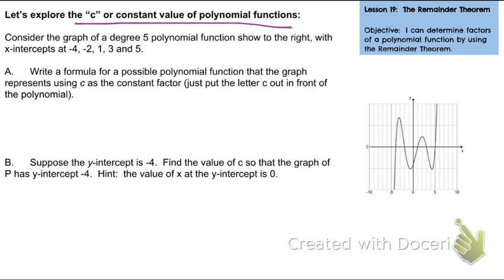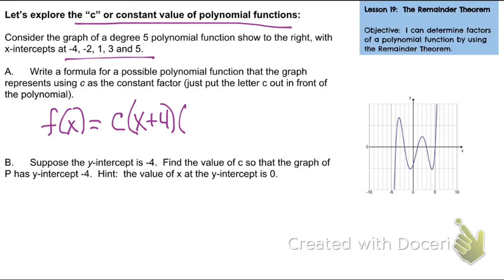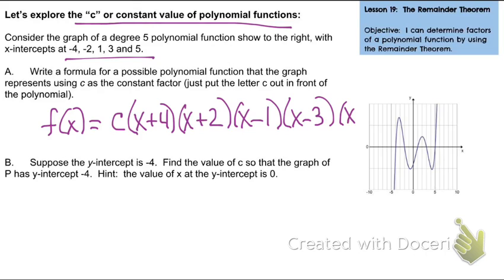In the real world, most polynomials have some weird coefficient in front of them. In this case, we don't know what it is yet, but f of x equals some number times, and let's look at where our zeros are. This one would be x plus 4, because at negative 4 it zeroes out. For negative 2, it's x plus 2, x minus 1, x minus 3, and x minus 5.